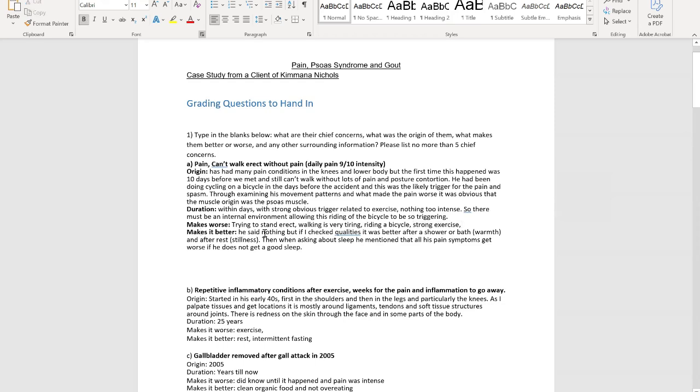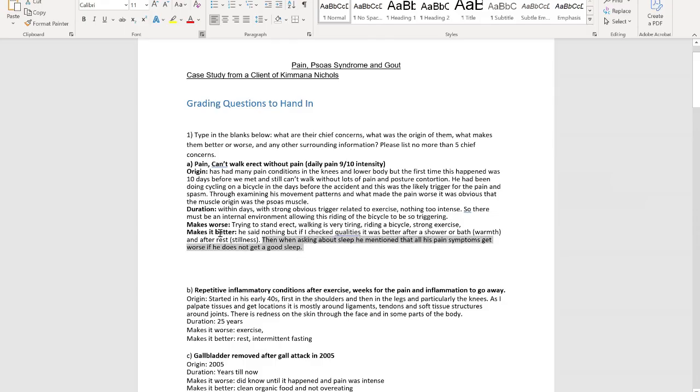What makes it better? He said nothing. But if I checked qualities and started to ask through questions throughout the rest of the consultation, it was better after a shower or a bath, so showing better for warmth in some way, and after rest, so better for stillness there. Then when asking about sleep, he mentioned that all his pain symptoms get worse if he does not get a good sleep. So again, key clues here.